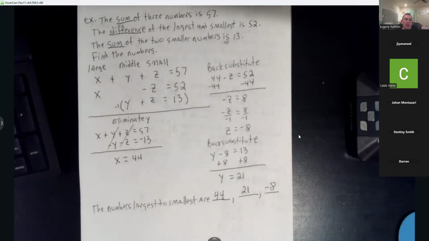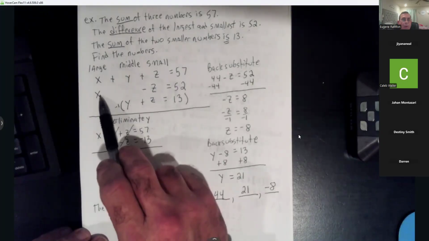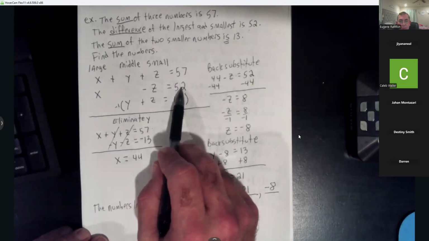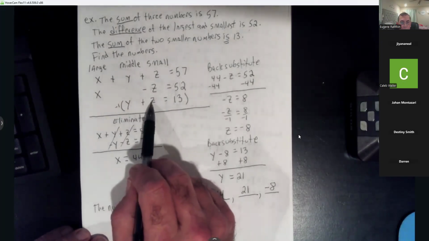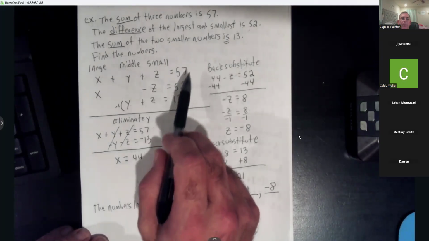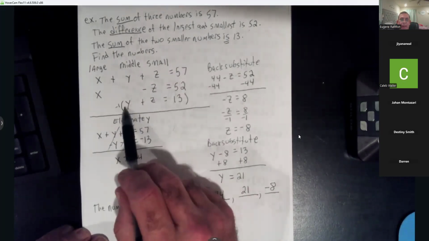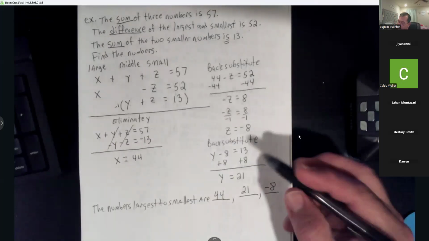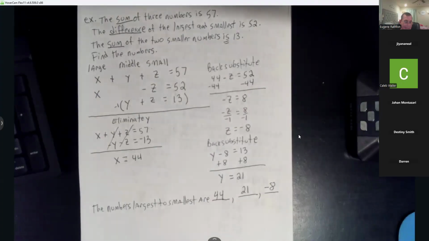All right, y'all. So on the calculator, you would punch it in 1, 1, 1, 57, 1, 0, negative 1, 52, 0, 1, 1, 13. So type them in before you change anything, okay? And then go in and get that RREF, and it'll spit out these three numbers on the right side, 44, 21, negative 8.